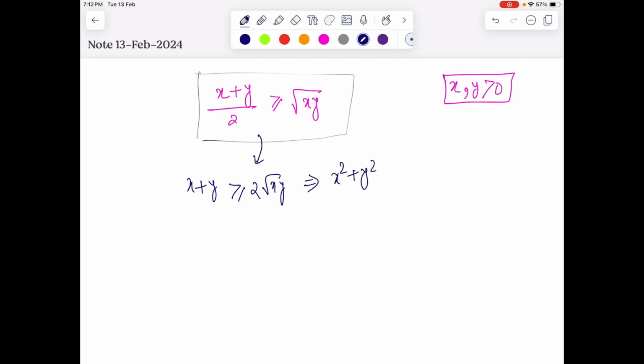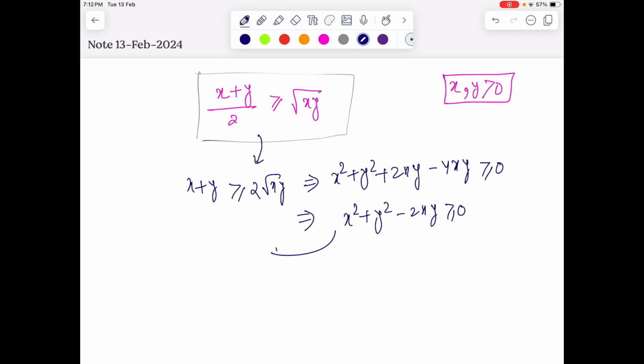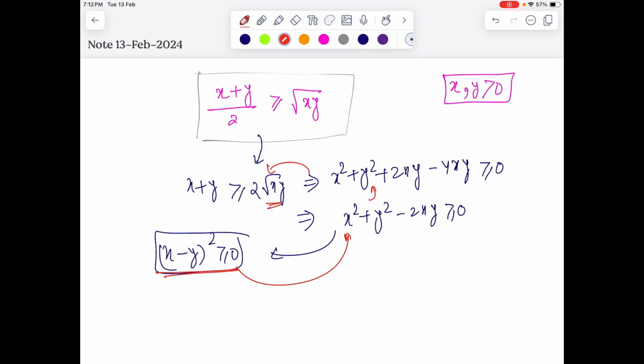Now this is very easy to prove algebraically, because we can simply transpose to the other side and square both sides. So that's going to give me x² + y² - 2xy ≥ 0, which is equivalent to (x - y)² ≥ 0.